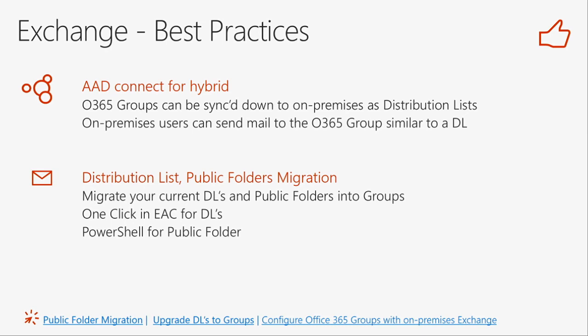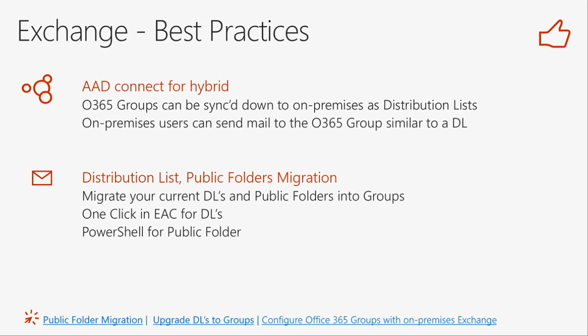And then we also have some tools that will help you upgrade your distribution lists to groups. And we also announced the availability of the scripts that will help you migrate public folders to groups as well. With respect to distribution lists upgrade, you have two options. One is you can go to the Exchange Admin Center, and we have a button in the toolbar now which will help you bulk upgrade, which means that all the distribution lists that are eligible to be upgraded to groups will show up in there. You can bulk select them and then upgrade them in one shot.